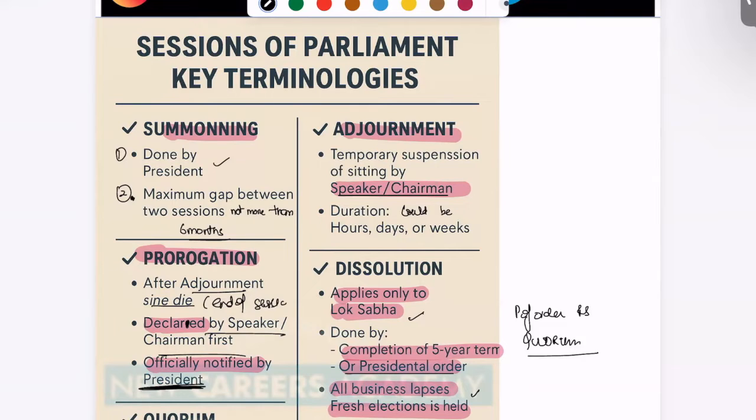Who makes sure that this is done? The President. Summoning of session means starting of the session. Prorogation means खत्म होना. Is it clear? Adjournment क्या होता है? कौन करता है? Speaker करता है. Summoning कौन करता है? President.